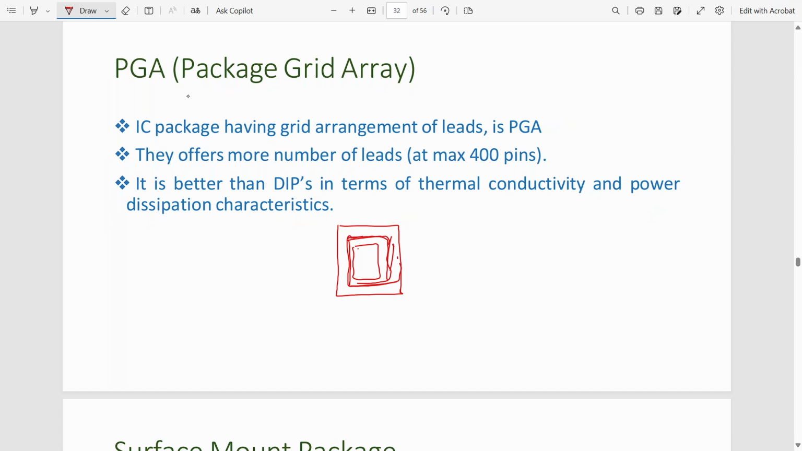So this is nothing but what we call a pin grid array. They offer more leads, a maximum of 400 pins. You can see the processor IC; that is based on the pin grid array. It's better than DIP in terms of thermal conductivity and power dissipation characteristics.